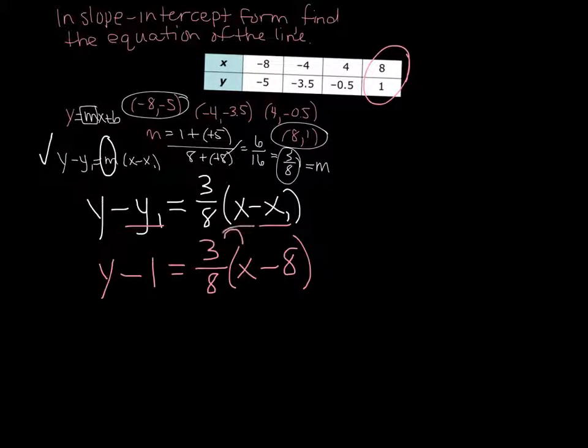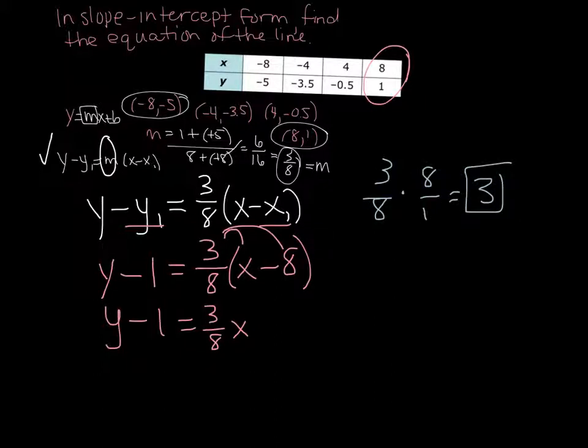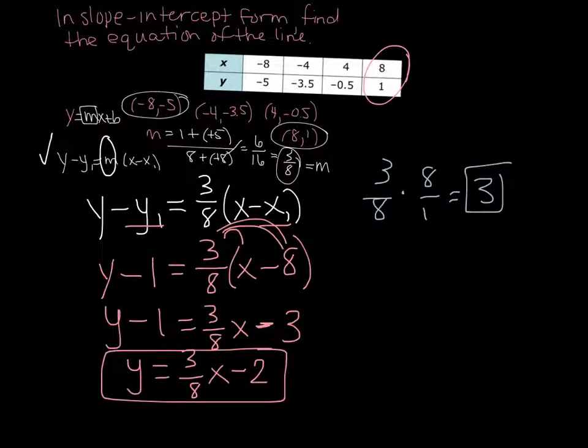Okay, I'm going to distribute my 3/8. Just a side note, 3/8 times 8 over 1 is 3, just so you see where my math is coming from. So again, this is going to be a minus. Once I distribute my 3/8 to my -8, it's going to be a minus 3. And my last step is to just add 1. And this is my equation. So that point-slope form makes it pretty easy. Everything's laid out. I just have to simplify.